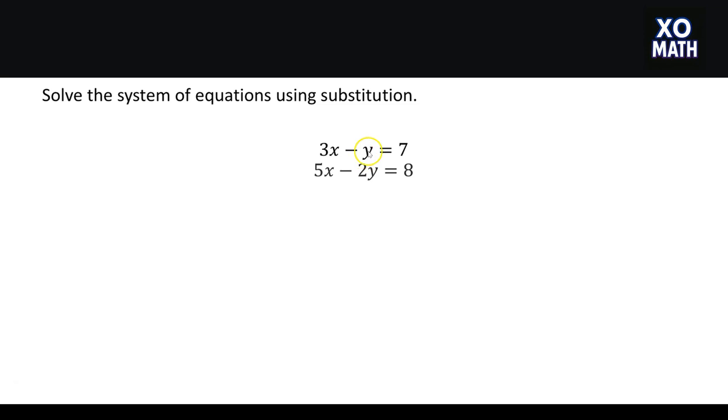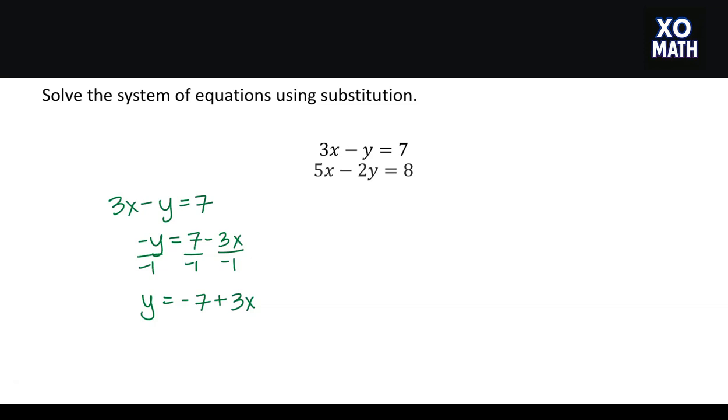coefficient of negative 1. So I'm going to start working on the top equation and I'm going to solve for y. So I have 3x minus y is equal to 7. I'm going to subtract the 3x from both sides to get negative y equals 7 minus 3x. And I want y to be completely isolated, so I have to divide both sides by negative 1. So I'm dividing each term by negative 1 to arrive at positive y equals negative 7 plus 3x.